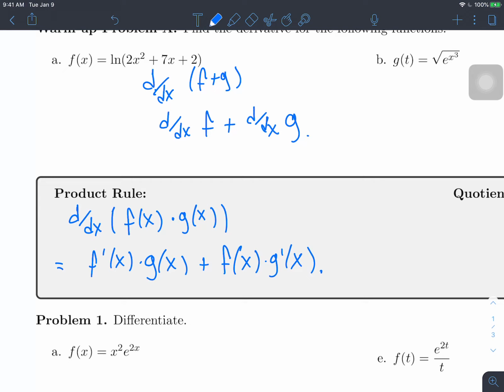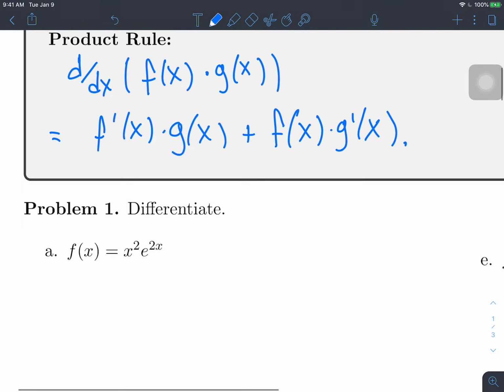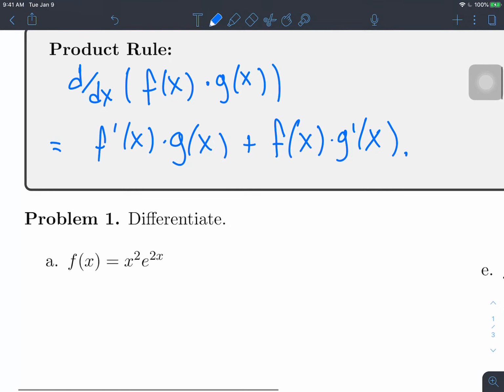Okay? What we should do instead is take the derivatives of f and g and then plug them into this formula where we have to take the derivative of f times regular g and then we add regular f times derivative of g. That's what the product rule says. So let's have an example here. We have here f of x is a product of two functions.